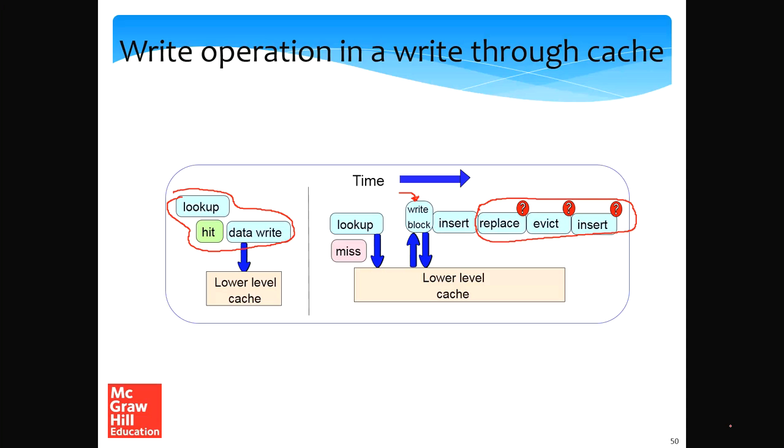Note that in this replace, evict, insert sequence, nothing needs to be done. We don't need to access the lower level cache. The reason is that this is a write through cache, so we don't have any lines in the upper level which have any modified data, right? The modified bit for all write through cache lines is 0. This is because we have written the block at an earlier point of time, which is this point, to the lower level.